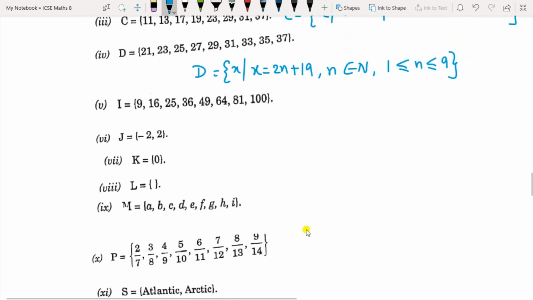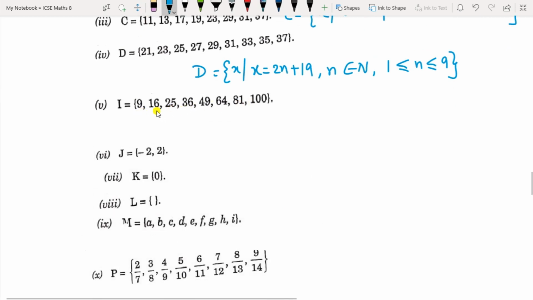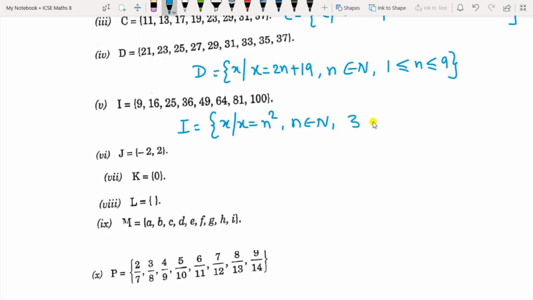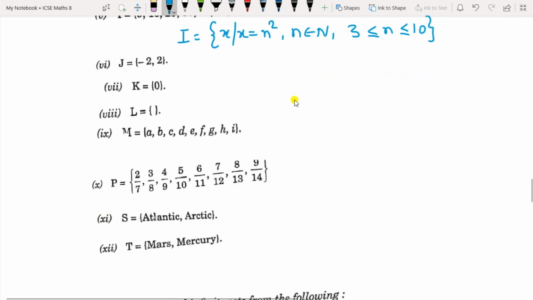Then comes I equal to 9, 16, 25, 36, these are squares. So I equal to x such that x equal to n square, and n belongs to natural numbers where n is between 3 and 10. Between and equal to 3 and 10. Okay. So from 3 to 10 you are writing the squares of these numbers. So that is the way to write the set builder form.